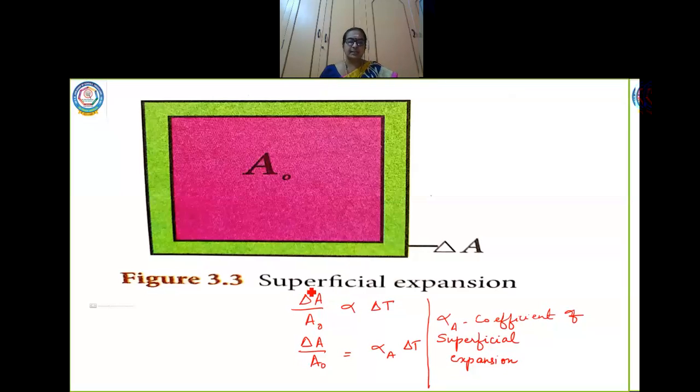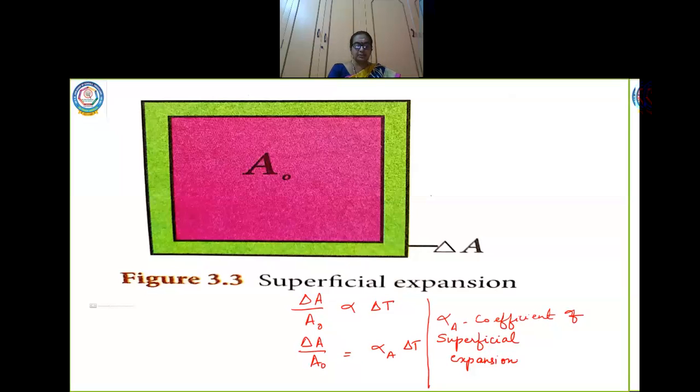Okay, and del A is the change in area, A naught is the original area, del T is the change in temperature. Okay, so look at the definition, page number 35, children. Superficial expansion: if there is an increase in the area of a solid object due to heating, then the expansion is called superficial or areal expansion. So superficial expansion, otherwise called areal expansion.